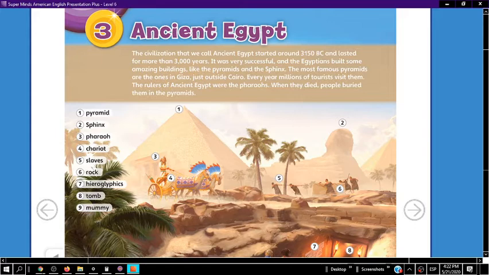The rulers of ancient Egypt were the pharaohs. When they died, people buried them in pyramids. Let's review some of the vocabulary that's on page 34. Repeat the words after me.